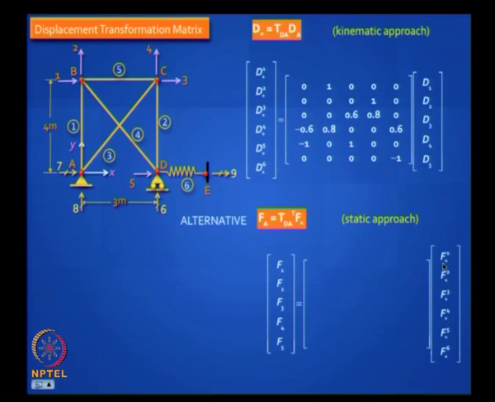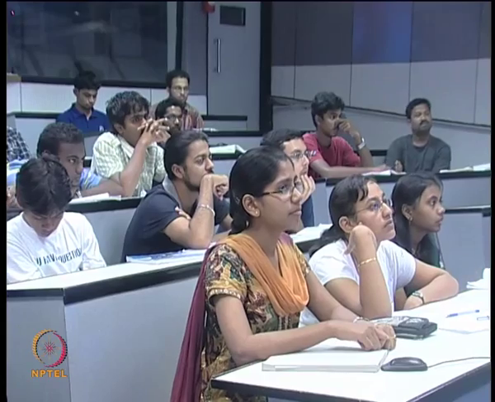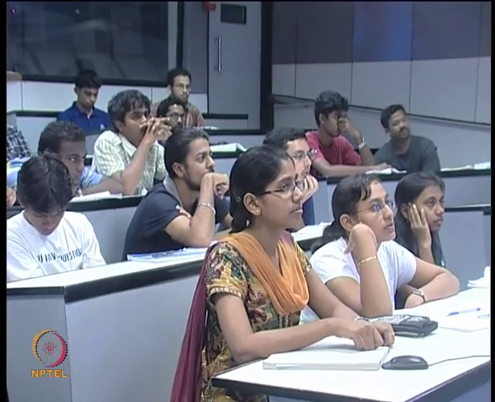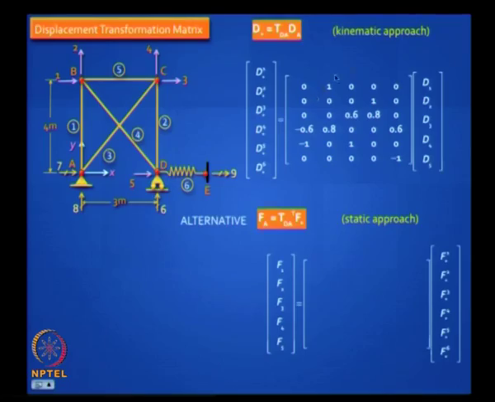What is F1 star? It is the bar force in element 1. So I must visualize a situation where in this truss only this bar will have a force. Do not ask me how that force comes. Let us say somehow only one element has a force, no other elements have a force, then to satisfy equilibrium you must be having some joint forces, then only it is a self equilibrating system.